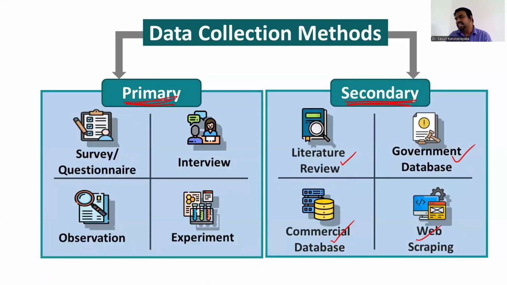And in primary data collection, you will collect your own data. For example, you will conduct a survey or questionnaire. You will give it to people and collect data. You can also do interviews. There are 3 types of interviews: structured interviews, unstructured interviews, and semi-structured interviews. And also you can do focus group interviews. So these different interview methods you can use to collect data.